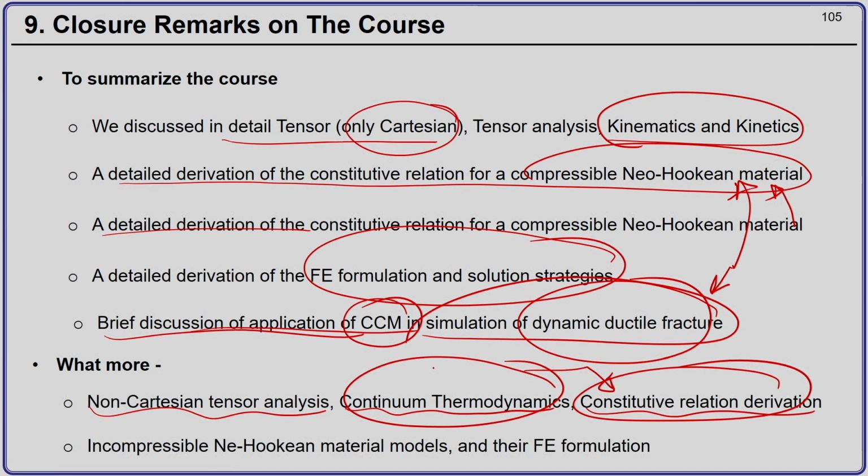Okay. And additionally, we can do incompressible Neo-Hookean material models and their finite element formulation. So, incompressible means there will be no volume change and there is a condition that J should be equal to 1, and so all the deformation should be such that J comes out to be 1. This kind of constraint we did not study in this course, but obviously if you are interested you can go into the references and look into this.